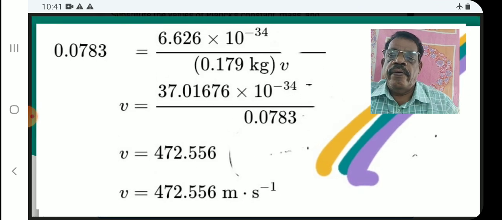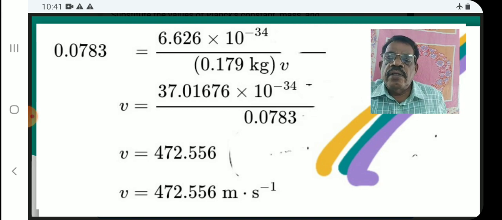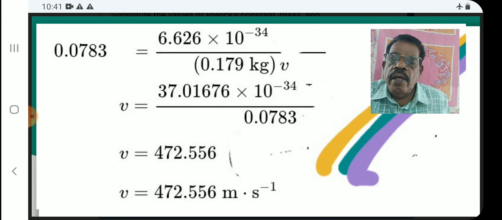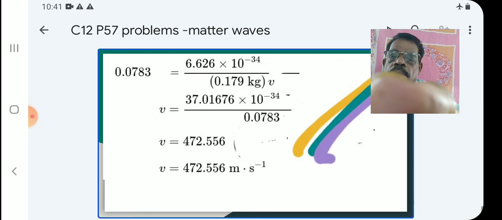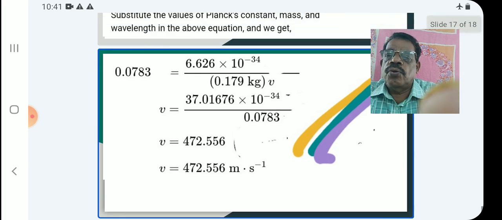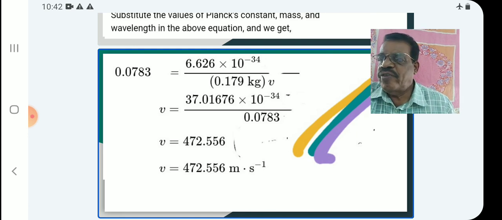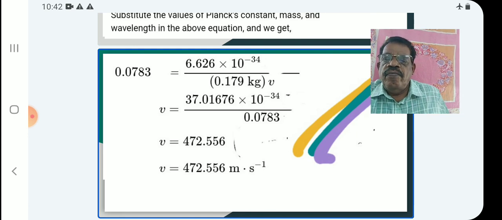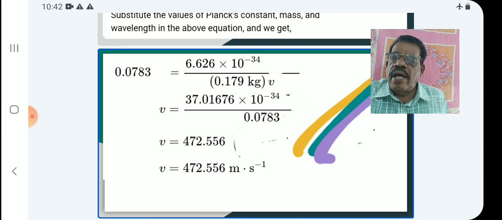I think everything is clear. You need not write the unit in steps. You need only write the unit at the end of the question. That is solved with your 57th class on radiation and matter, double nature of radiation and matter, and we continue our class with atoms and nuclei. Thank you very much.